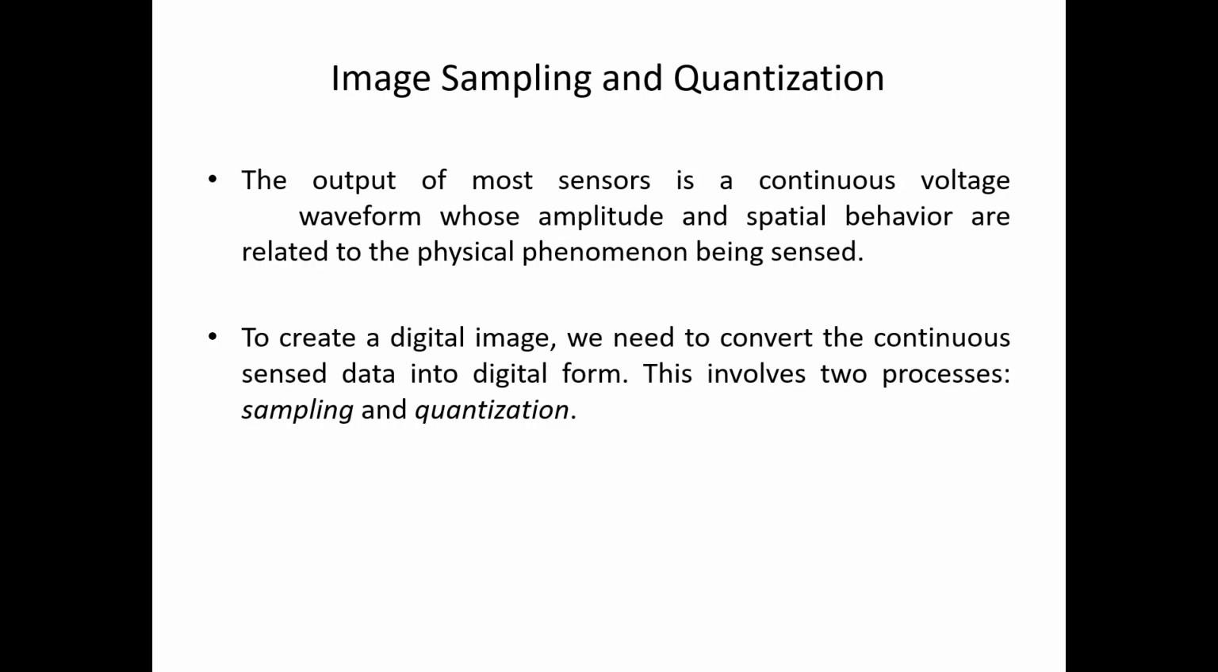Okay, so to create the digital image, we need to convert the continuous sensed data. Continuous sensed data means we are talking about the signals. Those signals are converted into digital form, and for that purpose two processes are required. The first process is sampling and the second one is quantization.